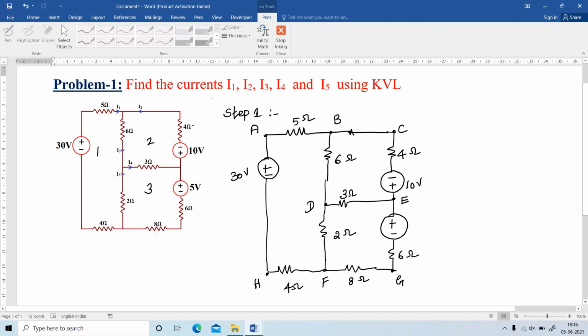Next, I am going to mark the direction of current in the branches. I have to assume the current is I1. This current can be divided into two. One of the currents I have assumed as I2. The remaining current flowing is I1 minus I2. This I1 minus I2 can be divided into two parts. One of the currents I have assumed as I3. The next current is I1 minus I2 minus I3.